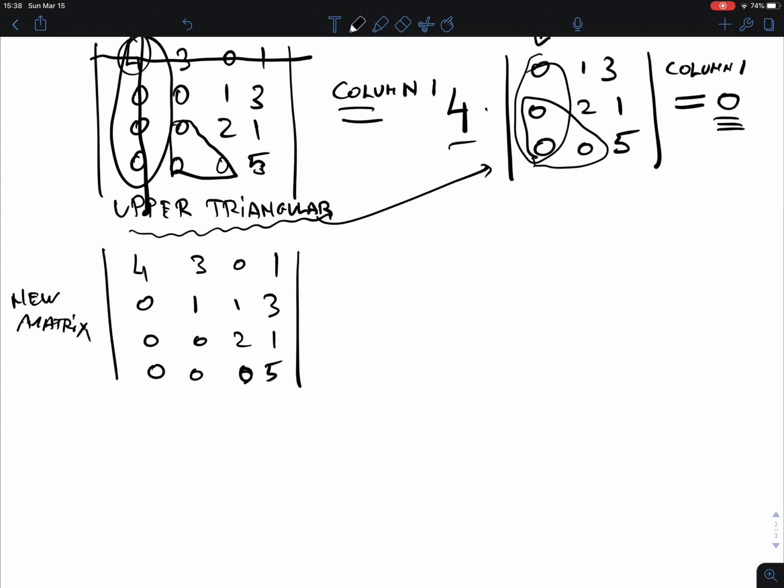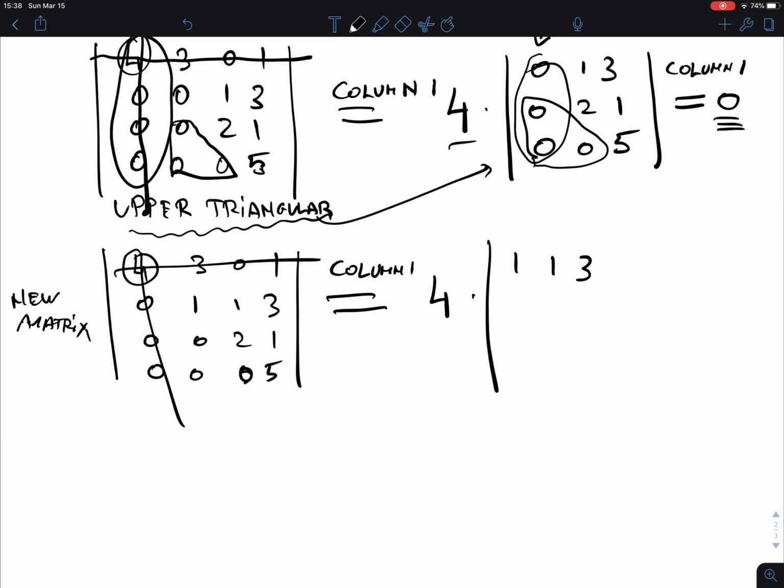It's not exactly the same, it's almost the same. Okay, so we follow the same principle. We're going to go by column 1 because it's an upper triangular matrix, and we get a 4, the element, times what is left. Well, sketch out. We get 1, 1, 3, 0, 2, 1, 0, 0, 5. By now, you should be able to finish this problem.